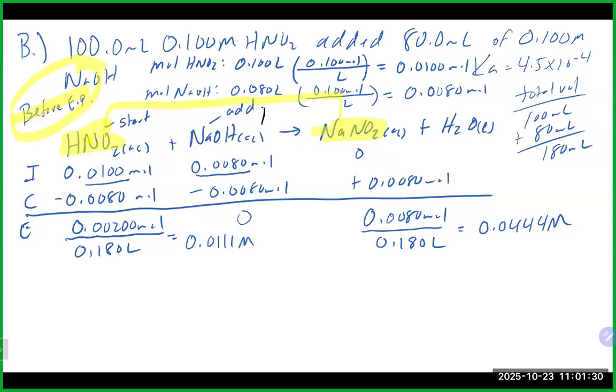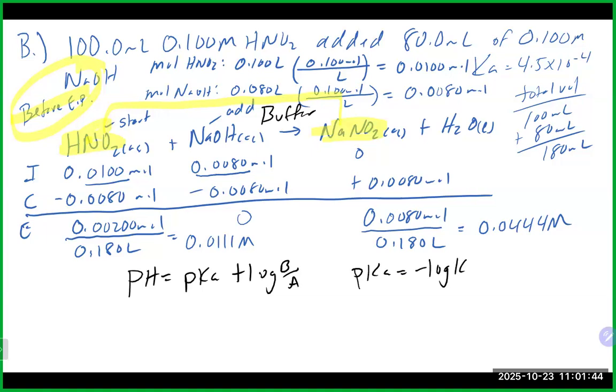So this is a buffer, which means I'm going to Henderson Hasselbalch that thing. You could double ice table if you like, but why would you maybe want to do that? I don't know. We need the pKa value here, which is minus the log of the Ka. So that's minus log of 4.5 times 10 to the minus 4. Minus log of 4.5 times 10 to the minus 4 is going to give us a pKa of 3.35.